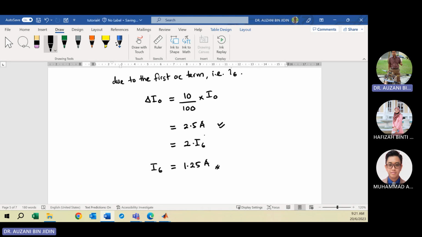So we know that the peak to peak current variation is 2 times the peak of the first AC term, I6. Okay. So then from here you can calculate the peak of the first harmonic component of current, which is 1.25 ampere.